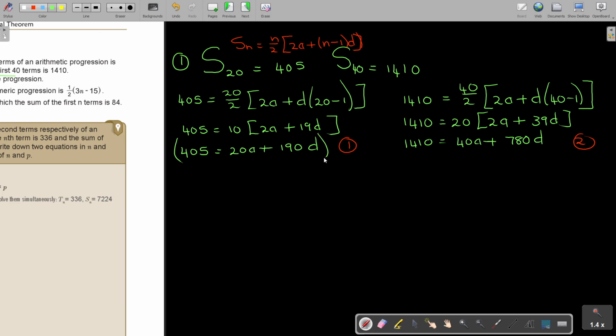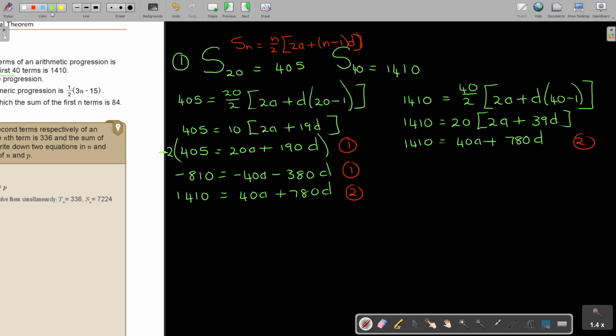Because this one can also simplify, can you see? But it's not necessary. So I'm going to multiply this one with negative 2. Then I'm going to get negative 810 equals negative 40a minus 380d. But don't forget, it's still number 1. Okay, then I rewrite number 2. And what will number 2 be? 1410 equals 40a plus 780d, and that is number 2.